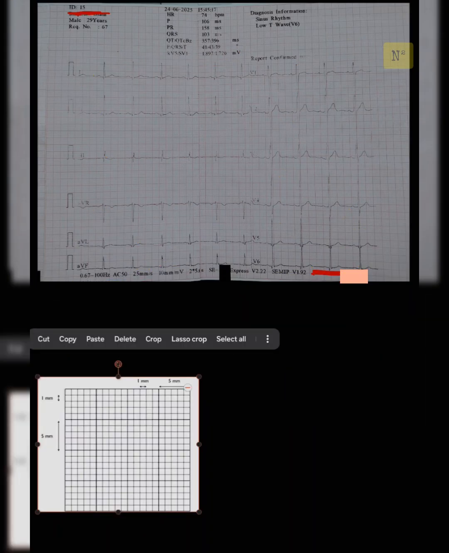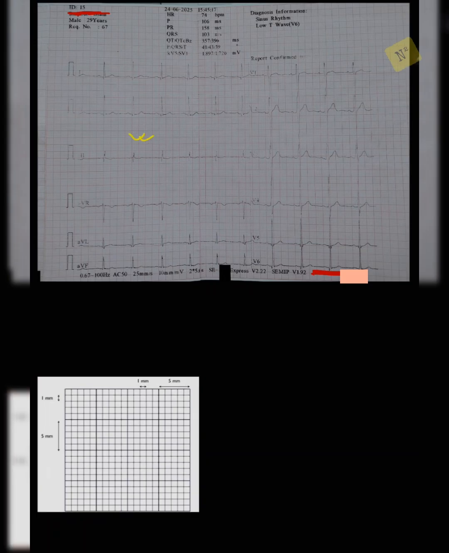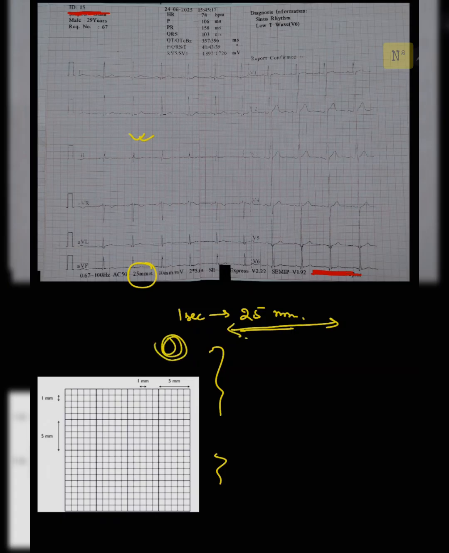So if you enlarge this paper, you will be able to see some thick lines and thin lines over there. It will be somewhat like this. If the speed of the machine is 25 millimeter per second, that means in 1 second it is moving at the rate of 25 millimeter. The machine releases the roll of ECG paper at this rate.